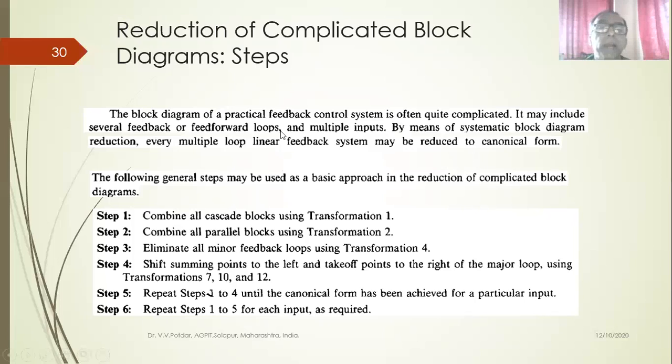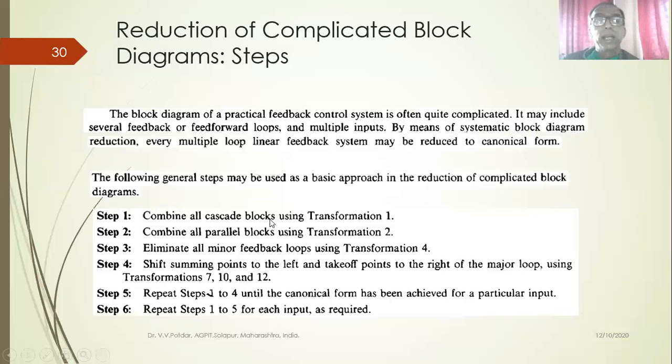The block diagram of a practical feedback control system is often quite complicated. It may include several feedback or feed-forward loops and multiple inputs. By means of systematic block diagram reduction, using various rules of block diagram algebra, every multiple loop linear feedback system may be reduced to canonical form and the transfer function can be obtained. The following general steps may be used as a basic approach in the reduction of complicated block diagrams. So be attentive.